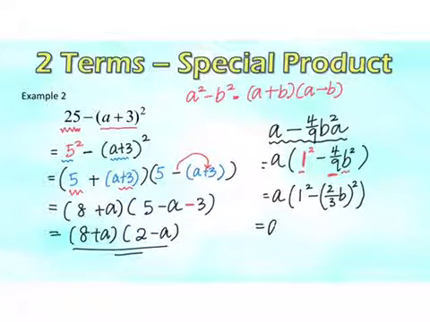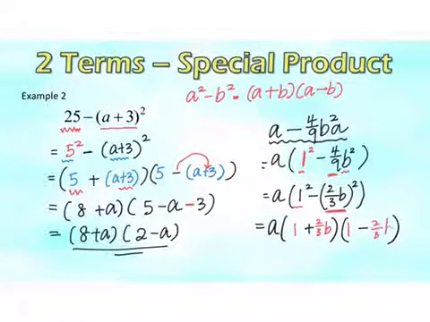So I will have my factors. I keep a. There'll be two brackets. One is plus, one is minus. The term over here, this is 1. And this is 2 over 3b, 2 over 3b.